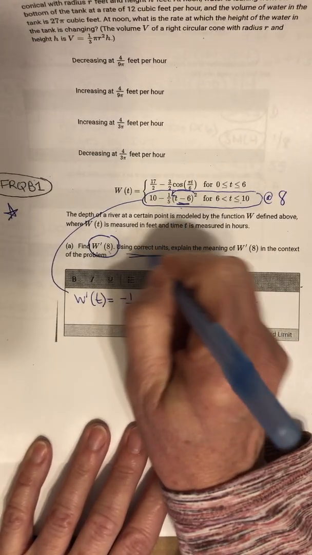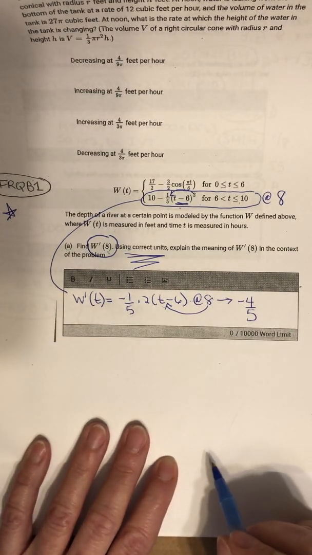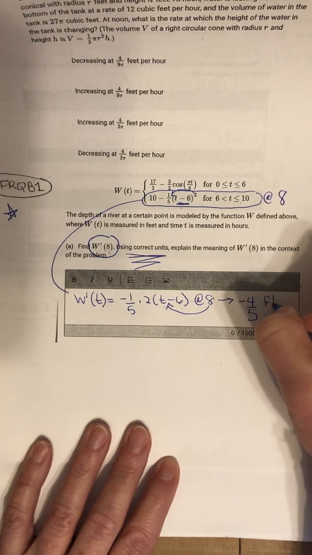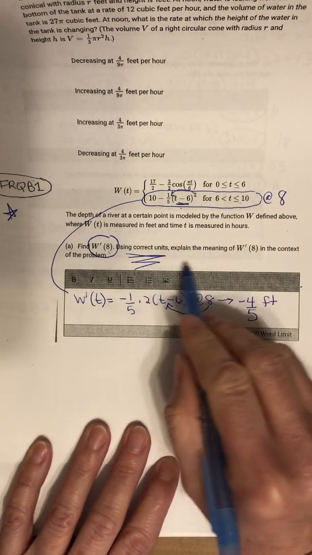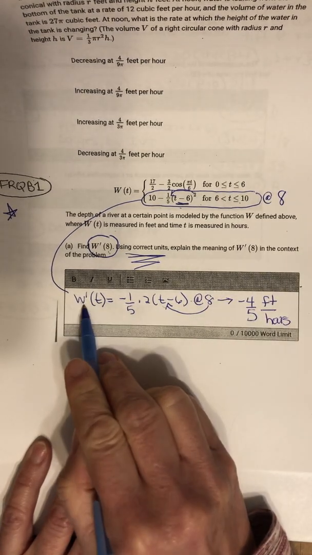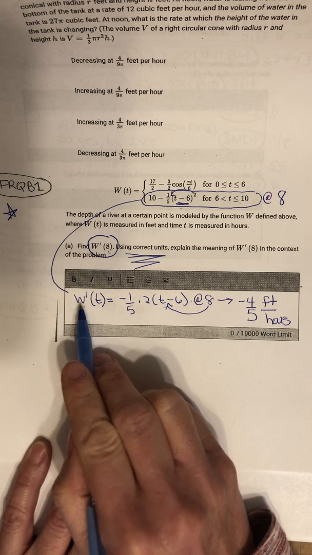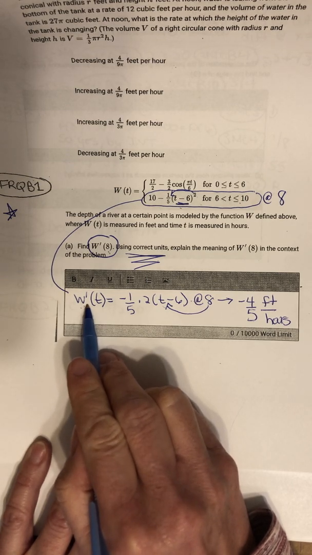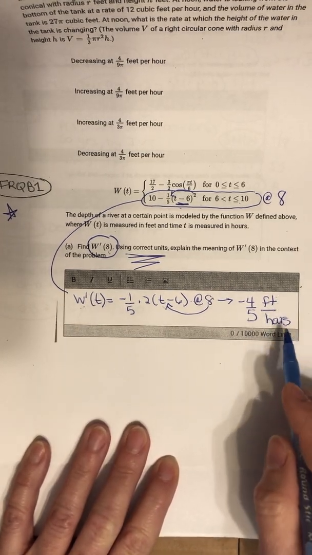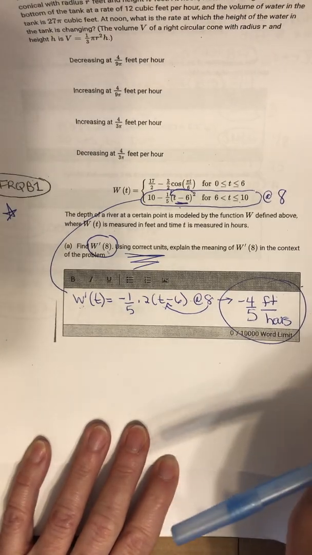And it does say using correct units, very important. Okay, this was depth in feet per hour, because it was a rate of change of the depth over time. So that is what I put for the units. The rate of change of the depth per time. And negative 4/5. And I believe that does it for us.